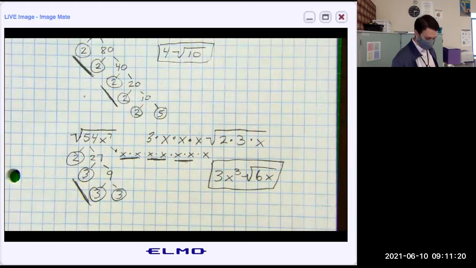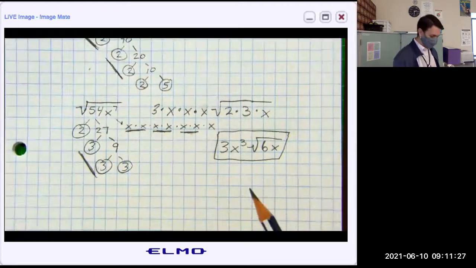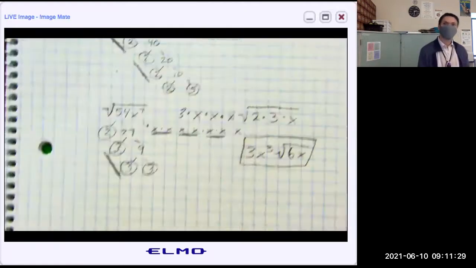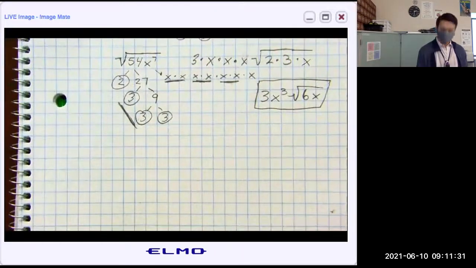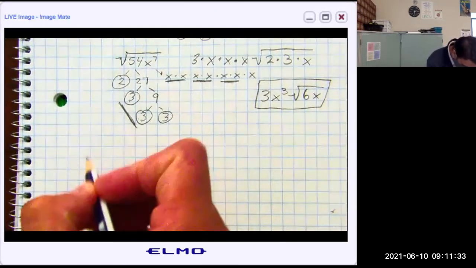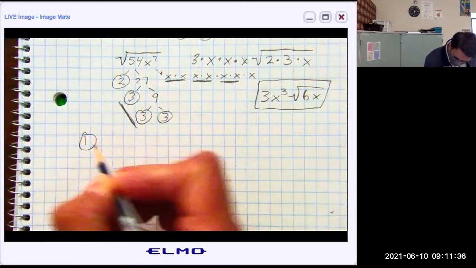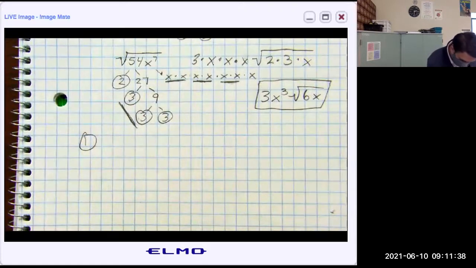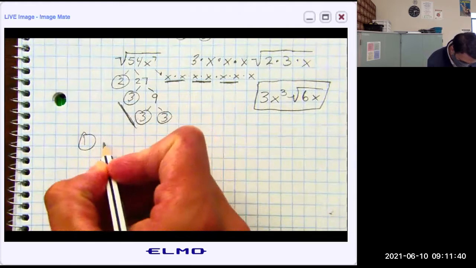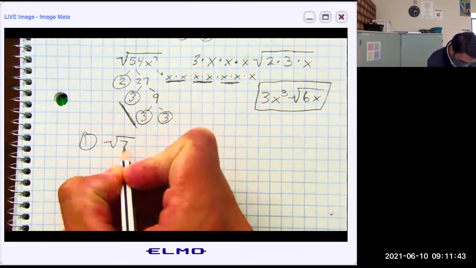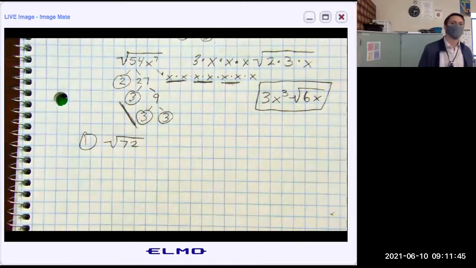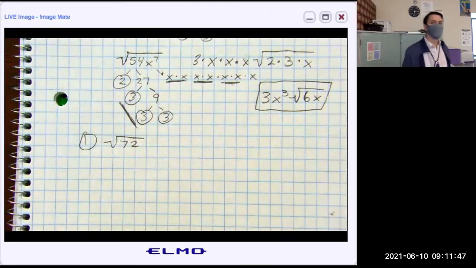Okay. Let me give you one to try on your own and we can see if we get the same answer. Okay, try this one. We'll call this number 1 then. See if you can simplify the square root of 72. I'll give you a minute, go through all the steps, kind of like we did before, and we'll see if we get the same thing.